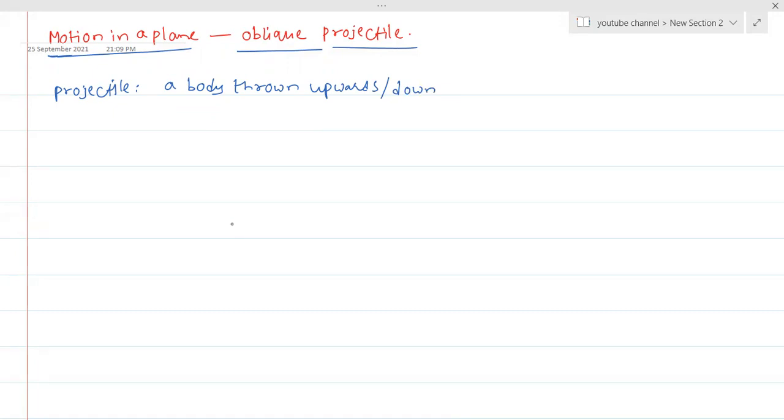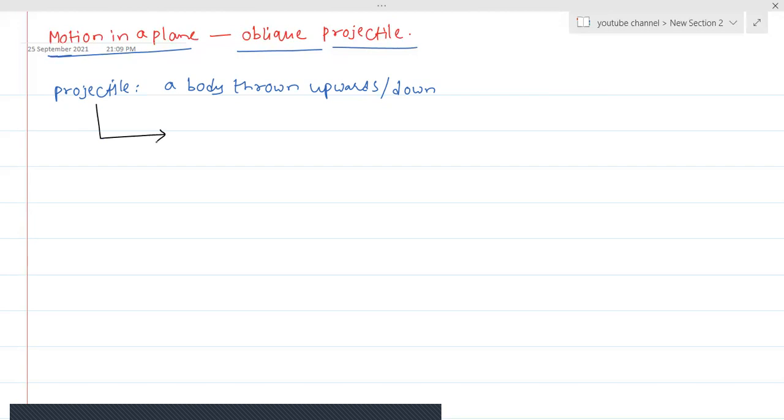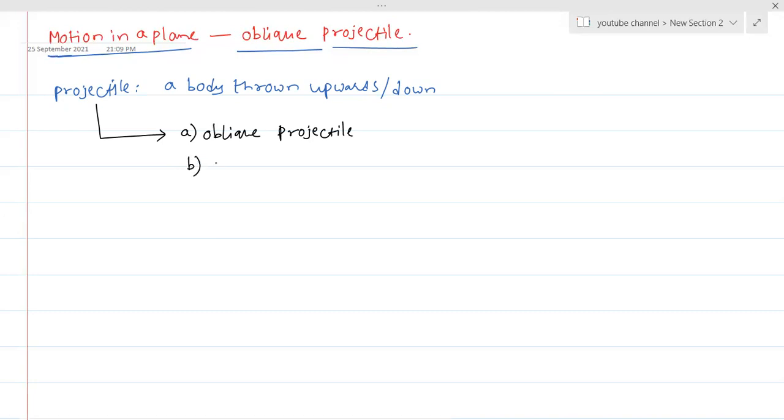So generally we will think of two kinds of projectile. One is oblique projectile, as well as horizontal projectile. So we are taking up two types of projectile: one is oblique projectile, and the second one is horizontal projectile.